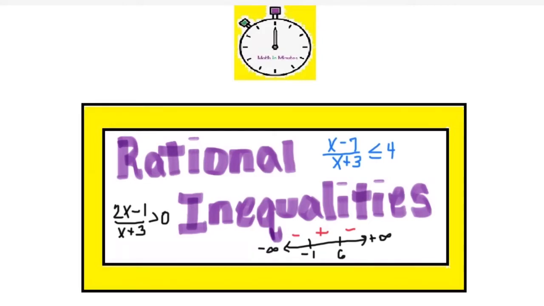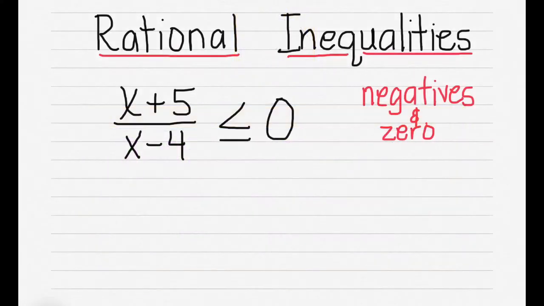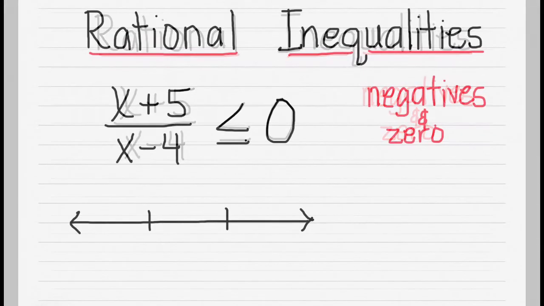This video is on rational inequalities. We have the inequality x plus 5 over x minus 4 is less than or equal to 0. So that's the first thing. We're identifying that we need to find the negatives and 0.